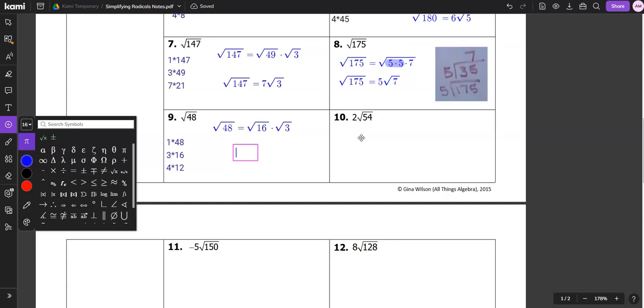And then that tells us that the square root of 48 is equal to the square root of 16, which is 4, times the square root of 3. And that's our final answer.